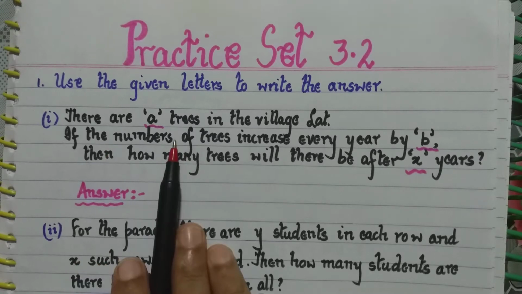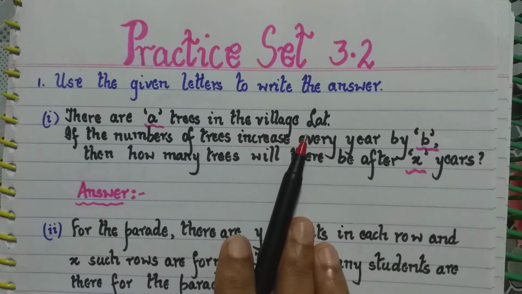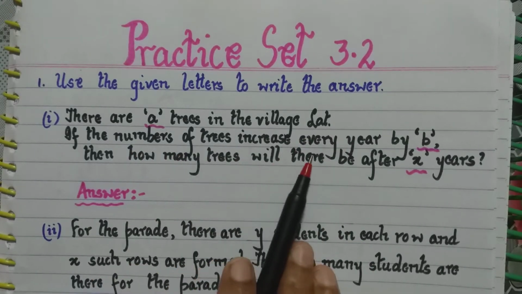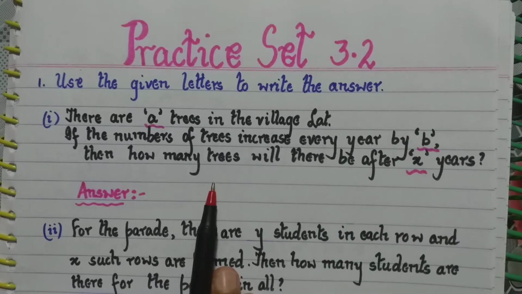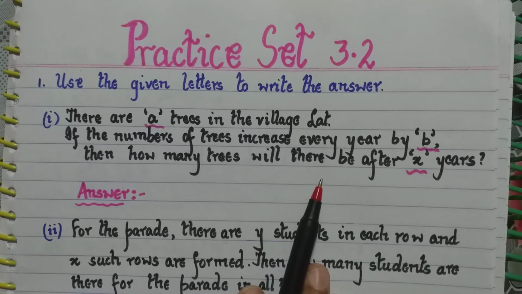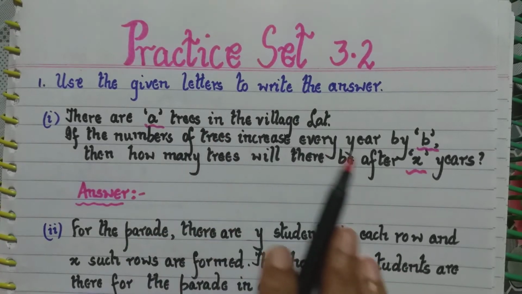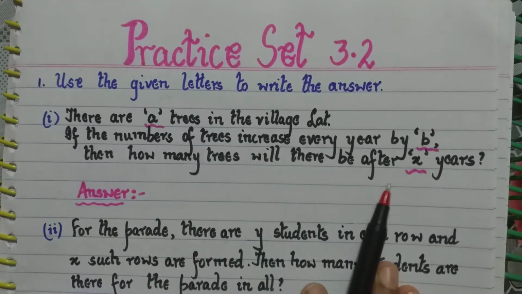Okay, so here there are 8 trees in a village lot. If the number of trees increases every year by b, then how many trees will be there after x years? Now, to understand this question, let us change this question a little.